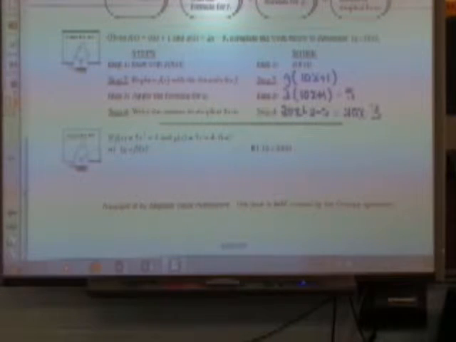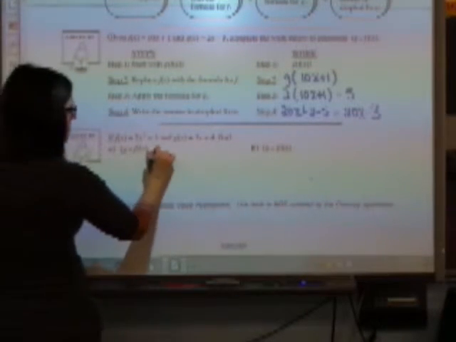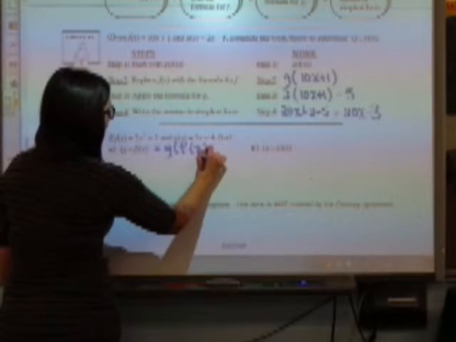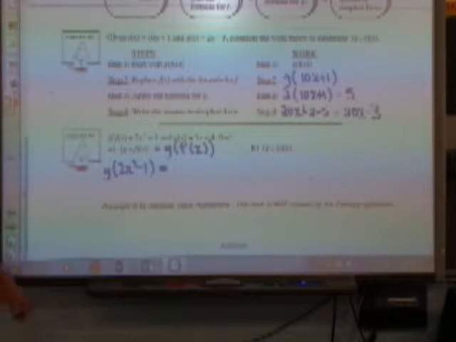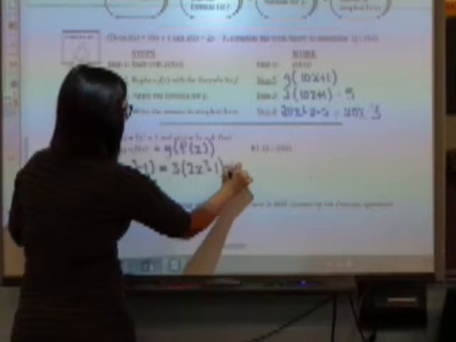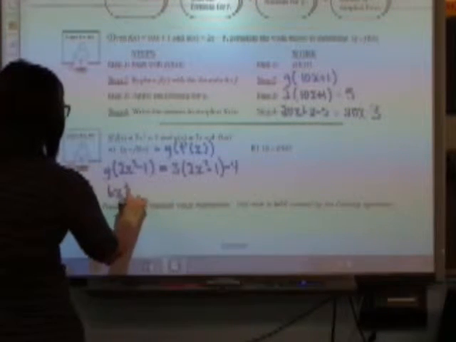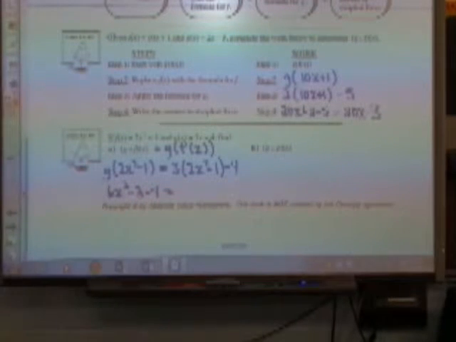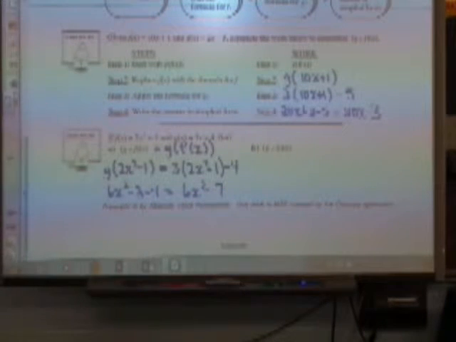So I'll do example 4a, and then I'll give you a moment to do 4b. So g of f of x means this would be g of 2x squared minus 1. That's my f of x. So I substitute that into the g of x formula, and I would have 3 times 2x squared minus 1 minus 4. Remove the brackets. 6x squared minus 3 minus 4 for a final answer of 6x squared minus 7.